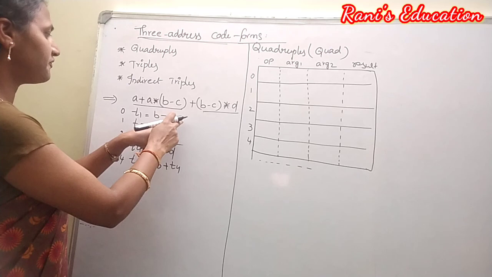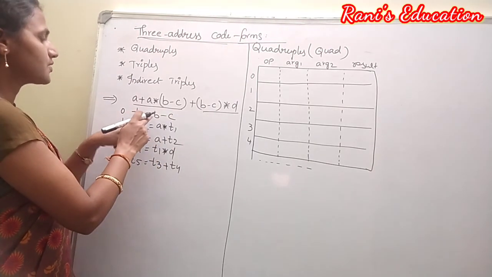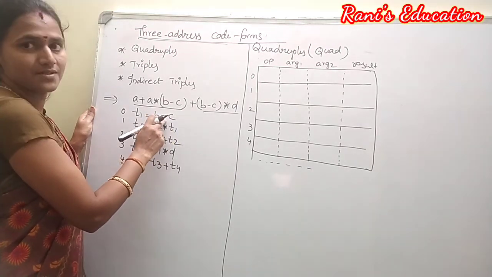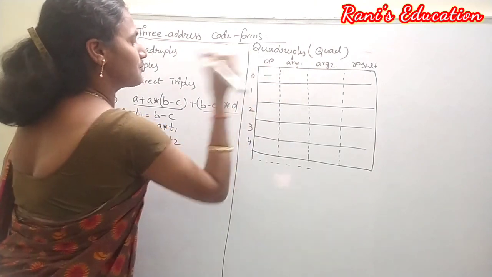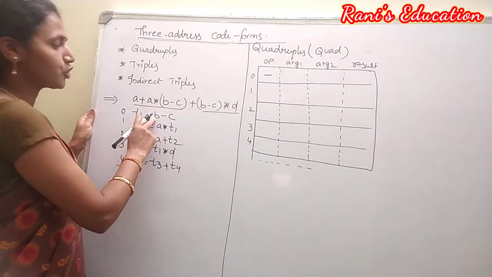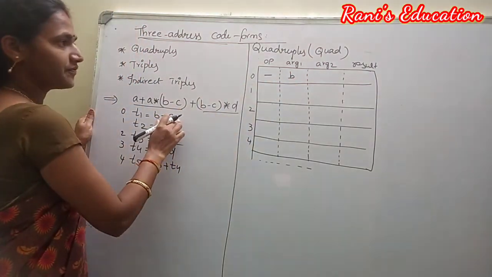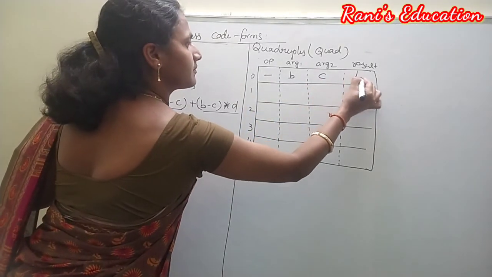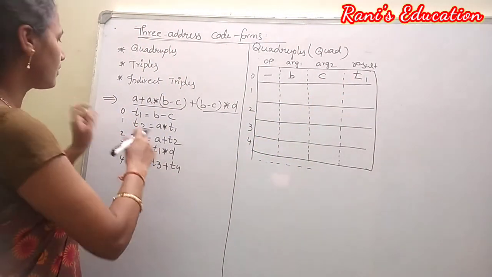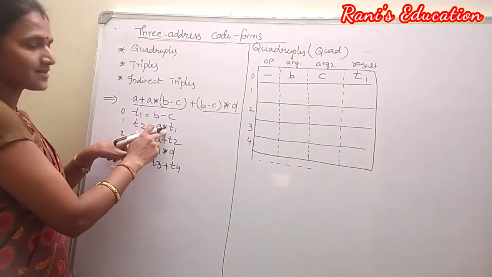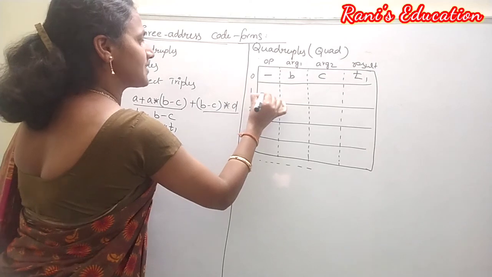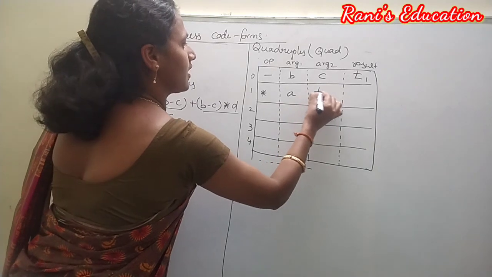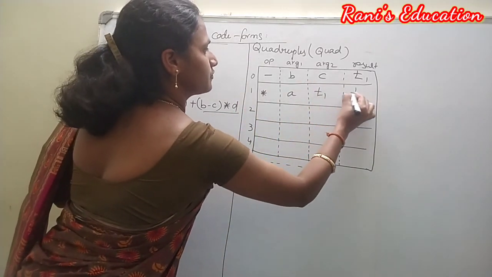Now move on to the first instruction, that is the 0th instruction. What is the operator defined at the RHS of this instruction? Minus, isn't it? So operator is minus. Left of this is argument 1, that is B. Right of this operator is C. What about result here? T1. Result is T1. Now go for the first instruction. RHS operator is asterisk, left is A, right is T1 and result is T2.